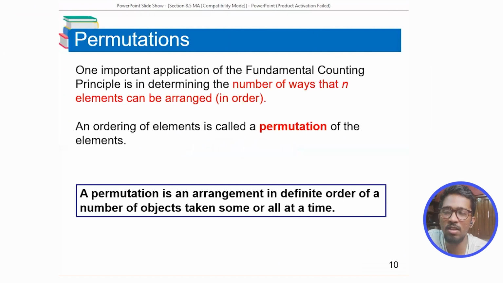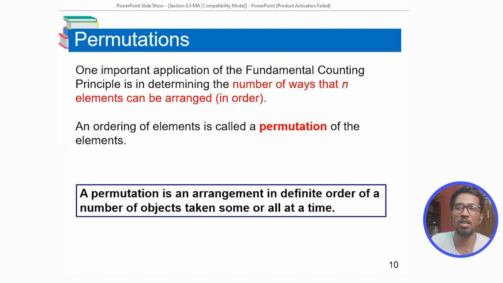One important application of the fundamental counting principle, as you already know, is determining the number of ways that n elements can be arranged. So in permutation we find the number of ways we can arrange different types of elements. How can we find the number of arrangements of n different objects? With the help of the principle of counting, we can easily count the total number of arrangements. We'll see with some examples here.